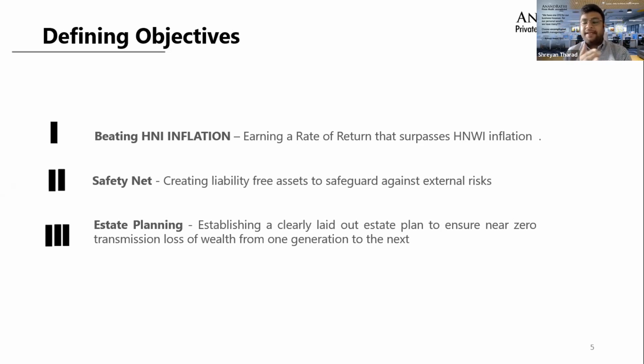Now, for us to beat the HNI inflation, we need to have at least 8 to 10% returns on our portfolios. To be able to afford better phones, better laptops, better houses, and better cars, we need to have some extra return on that inflation number so that we can allow ourselves those lifestyle upgrades, right? So that is my first objective. I need to go ahead and beat my HNI inflation.